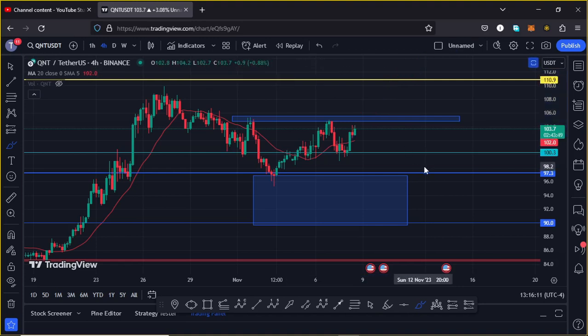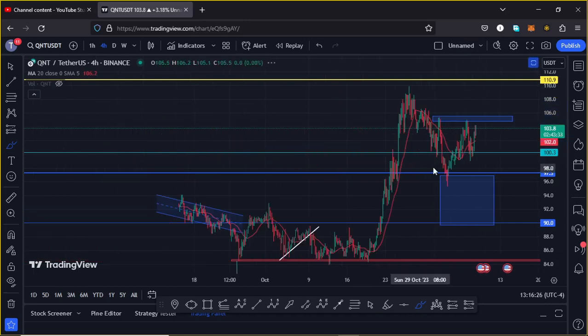We are also holding above the $100.3 mark, which is also our significant area of support, and as long as we continue holding above it, I'm still expecting higher prices on the QNT chart.